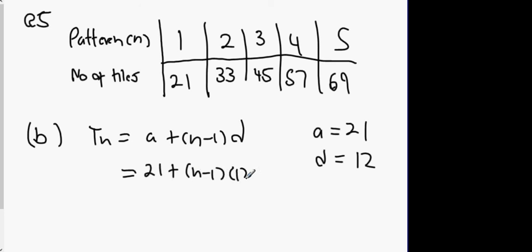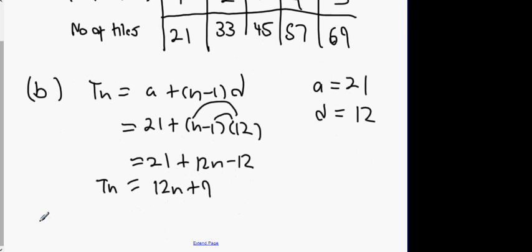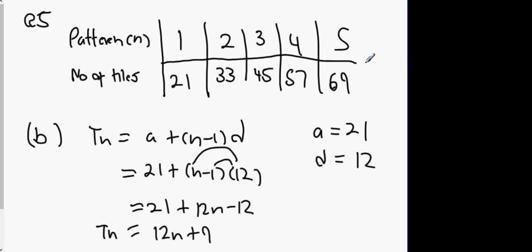Multiply the 12 in, and what we're going to get is 21 plus 12n minus 12. And then what we're going to get is Tn equals 12n plus 9. To be fair to most people, they got that. Part C. Use your formula, or otherwise, find the number of tiles in the 10th pattern. Well, you can do it one way. If you're not sure about your formula, you can just keep counting up in 12s until you get to the 10th pattern.